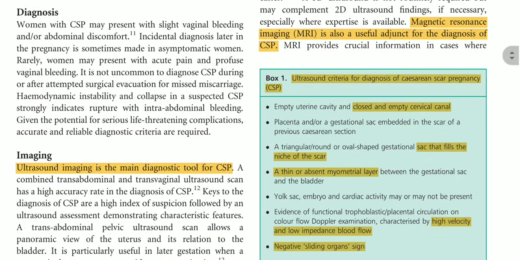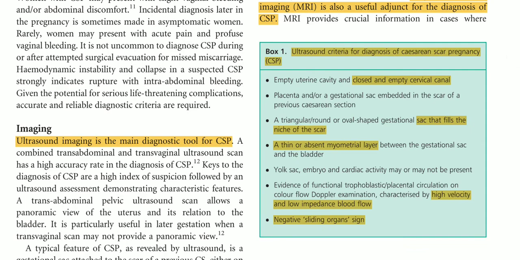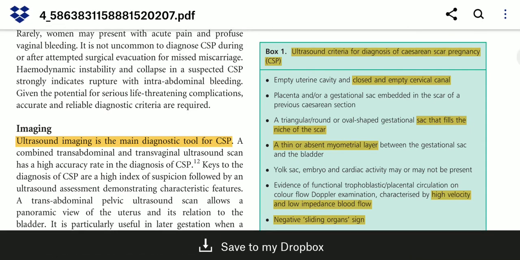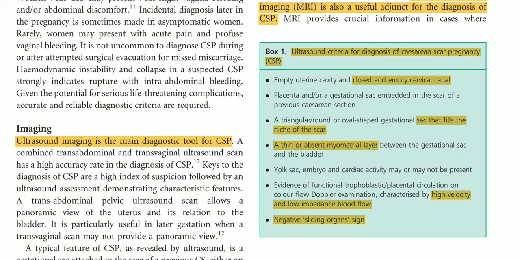Key to the diagnosis of cesarean scar pregnancy is a high index of suspicion following an ultrasound assessment demonstrating characteristic features. A transabdominal pelvic ultrasound scan allows a panoramic view of the uterus and its relation to the bladder. It is particularly useful in late gestation, when a transvaginal scan may not provide a panoramic view.